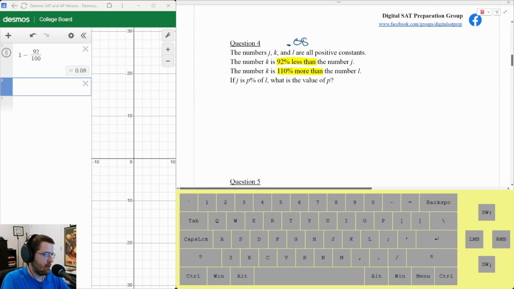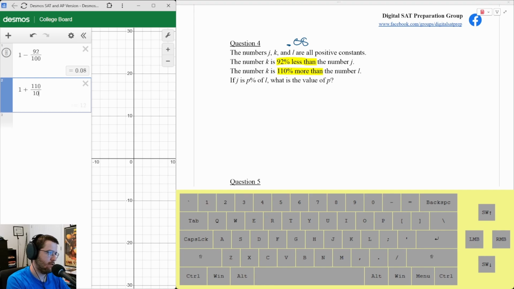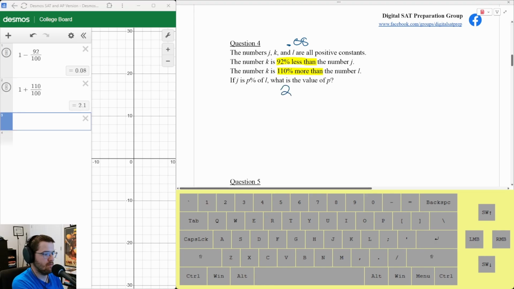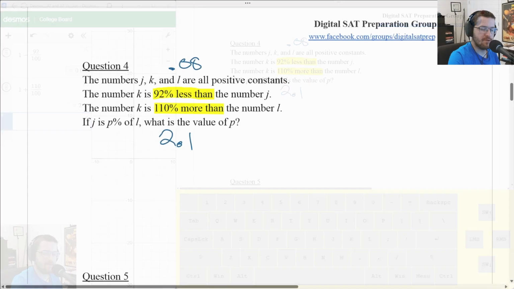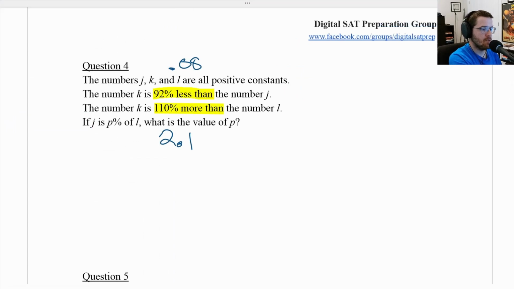And now we're going to do 110% more than. So that is 1 plus 110 over 100. We get a multiplier of 2.1. Okay, now I'm ready to come back over here and start doing the words to math. So we've got K equals 0.08 J. And then for the other one, I got K equals 110%, so that's 2.1 times L.